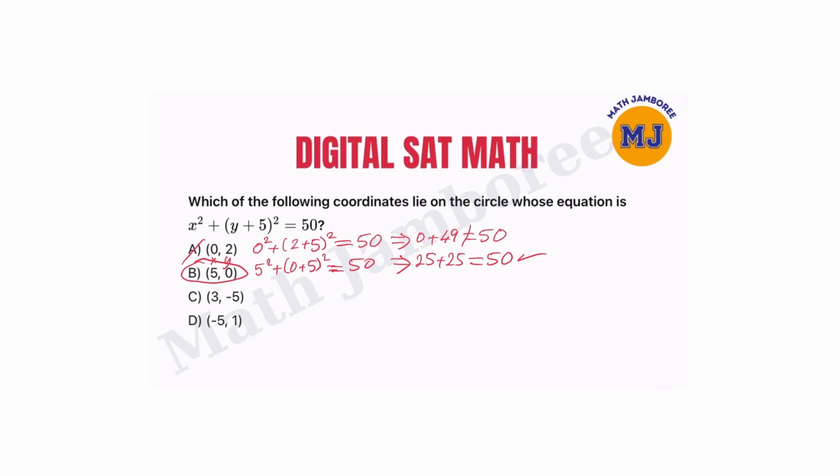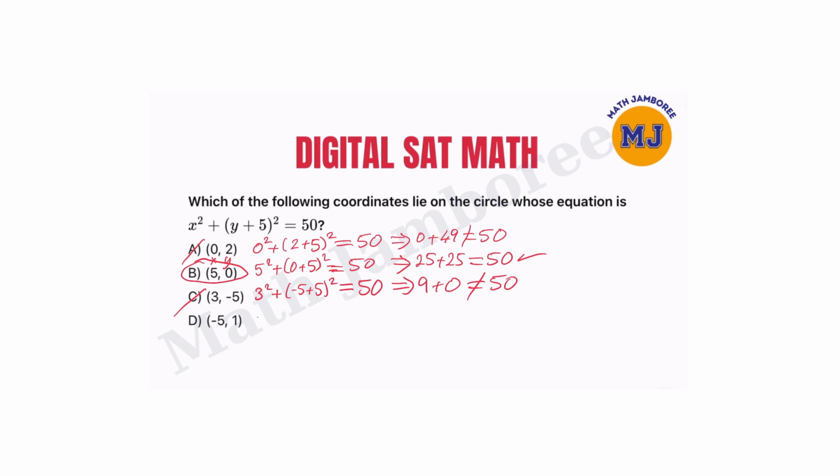But we're going to check the other choices as well. 3 this time for x and -5 for y. Does this equal 50? 3 squared is 9 and 0 squared is 0. And does this equal 50? No, it does not. That's why it's not the answer.